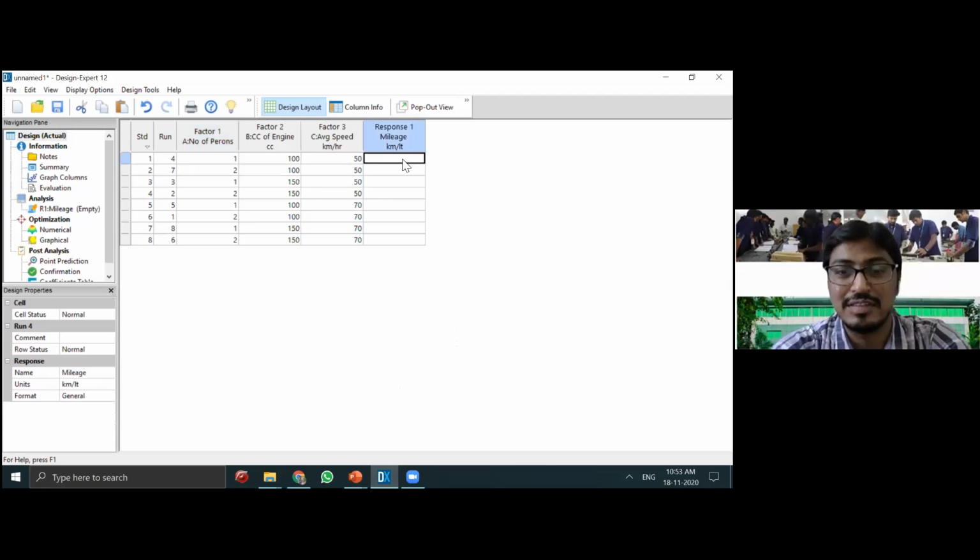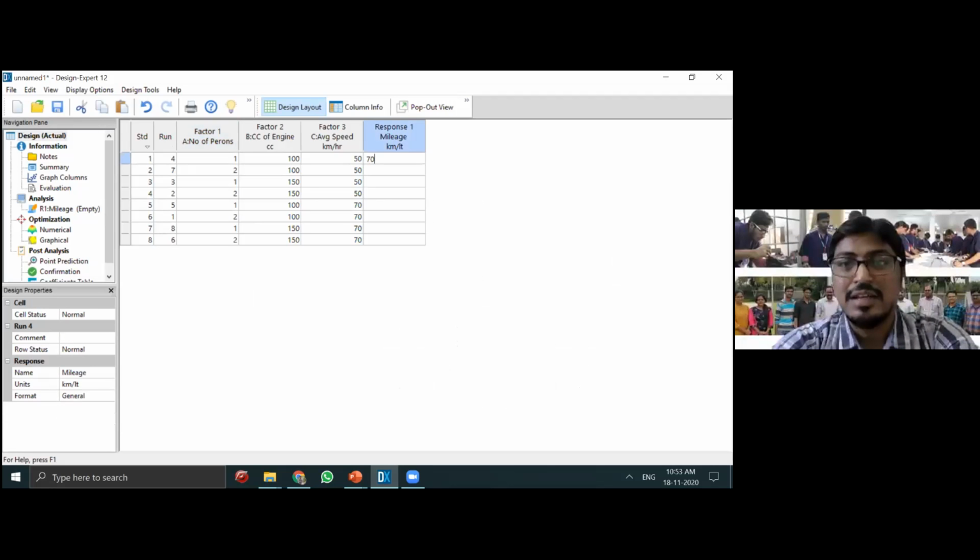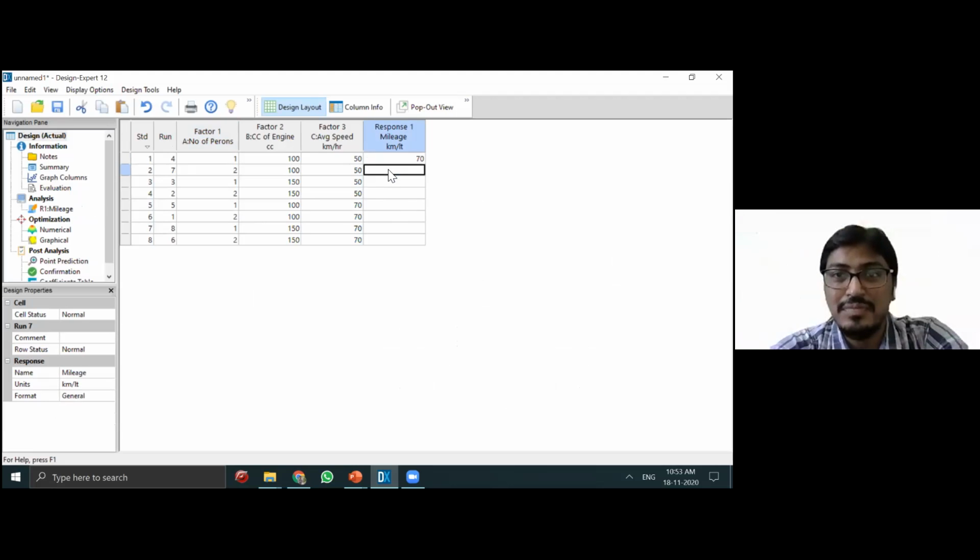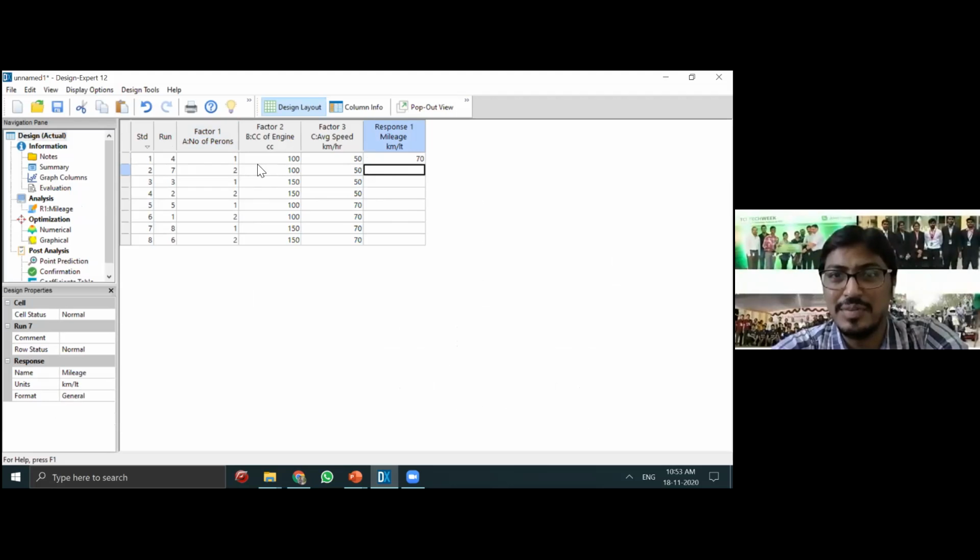Vehicle 50 cc, it is 70. I need to mention 70 here. Next one is... Dear participants, are you doing this for one person 150?